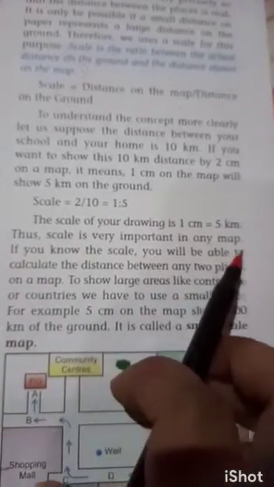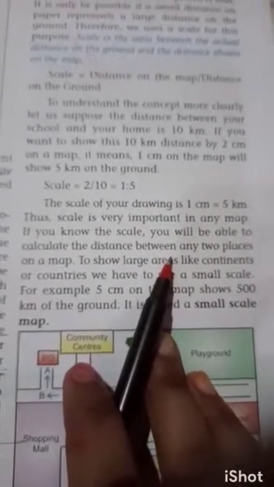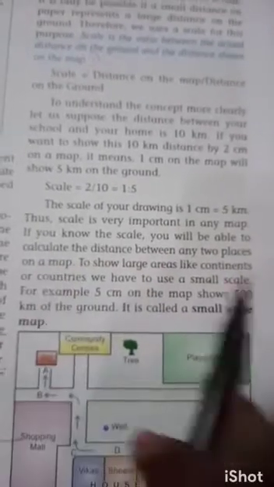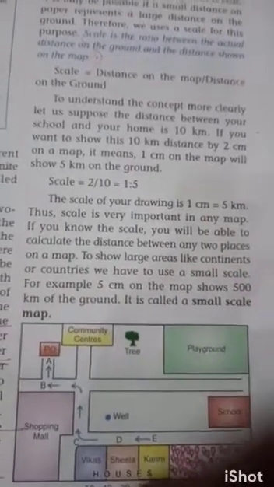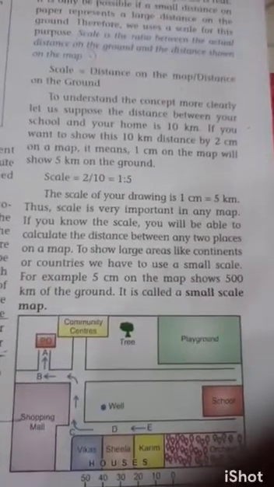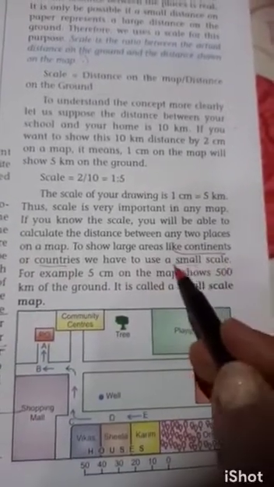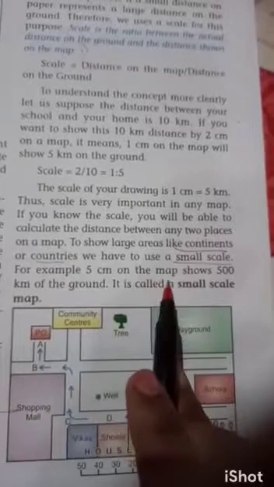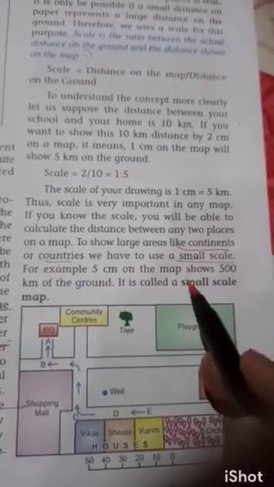Thus, the scale is very important in any map. Scale represents the actual distance on the ground to the same distance measured on a map. If you know the scale, you will be able to calculate the distance between any two places. To show large areas like continents and countries, we have to use a small scale. For example, 5 centimeters on the map shows 500 kilometers on the ground. That means it is a small scale map.